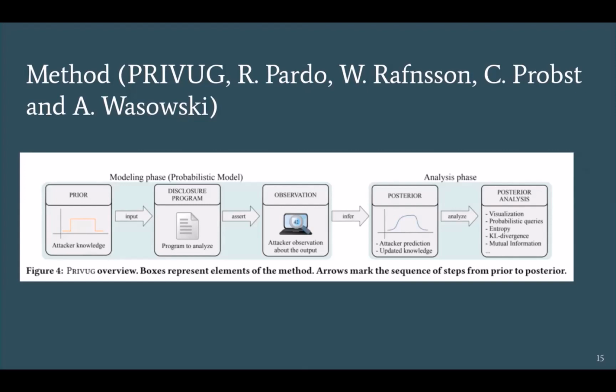And then we have the analysis phase. There are 2 steps. First, the posterior, where the knowledge of the attacker after observing the output is computed. Here, Privug uses importance sampling to estimate the posterior by repeatedly generating data sets according to the prior and running the disclosure programs on each of the samples to estimate the distribution of output data sets. And at last, we have the posterior analysis. Here, the method is to query the posterior so the data controller can analyze what the attacker learns about the input from the output.